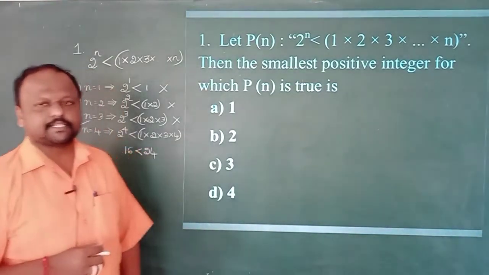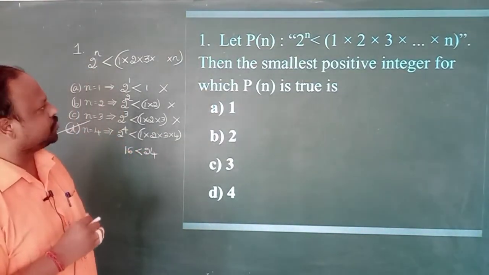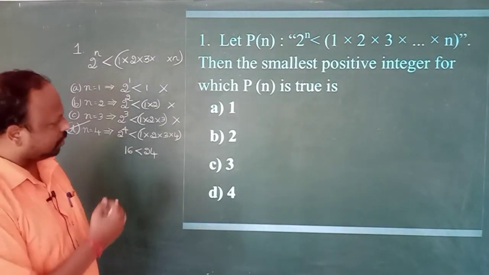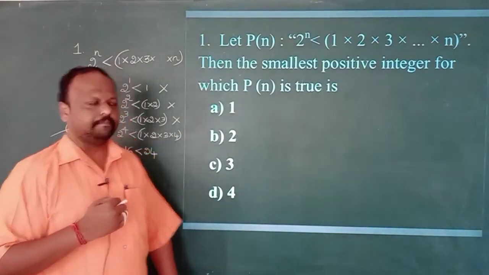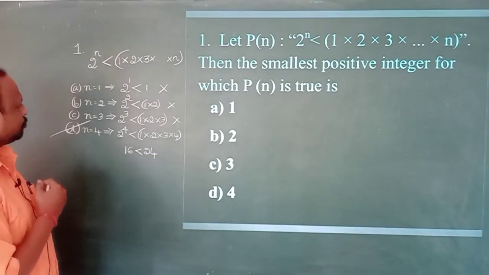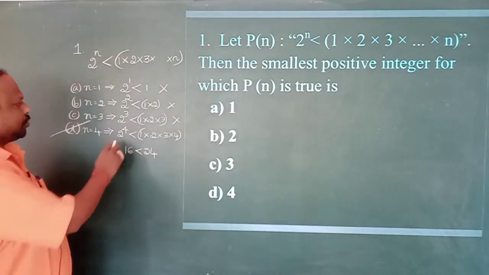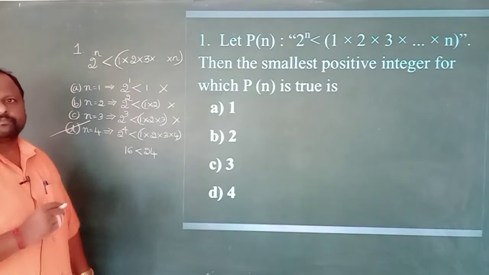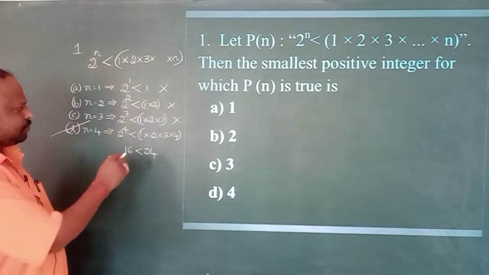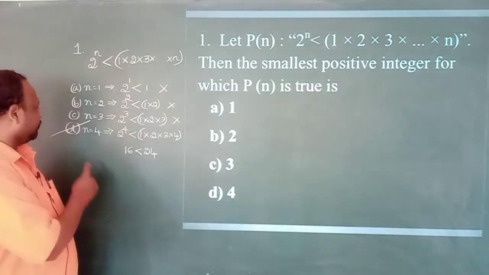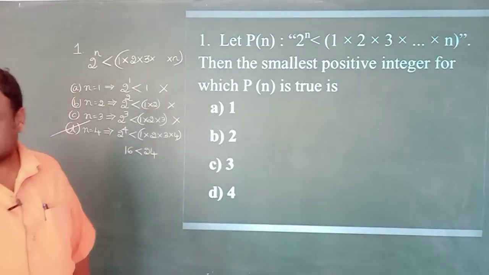So here they are asking the smallest positive integer for Pn. So we substituted one by one: n is equal to 1, n is equal to 2, n is equal to 3, n is equal to 4. If I substitute n is equal to 4, 2 power 4 is obviously less than 1 into 2 into 3 into 4. Therefore option D is the answer.